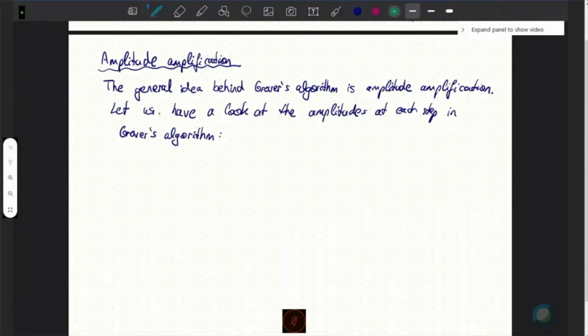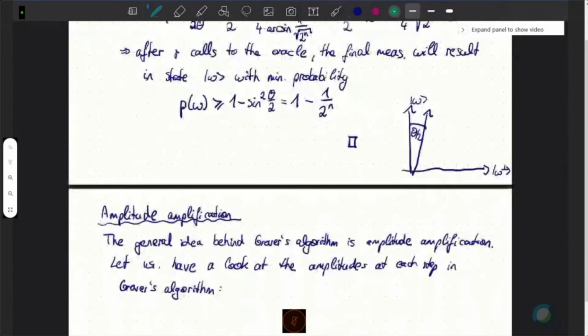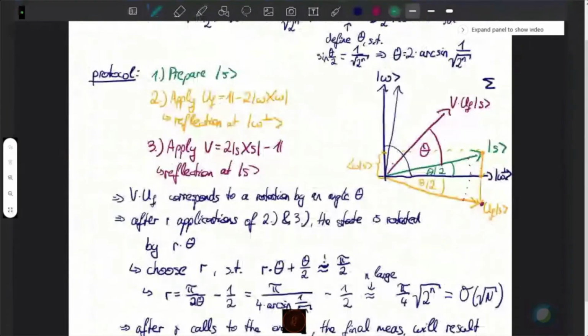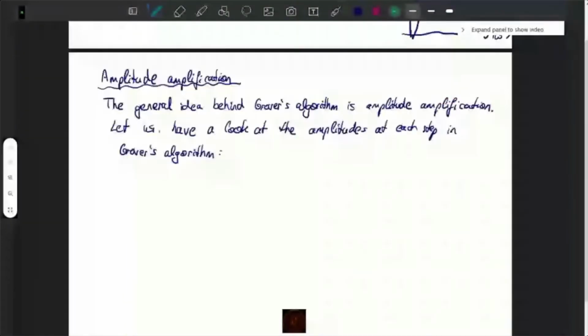So remember, we have the first step where we prepare the equal superposition. And then the second step where we apply our oracle, UF. And then the third step where we apply V. So the first step where we create the equal superposition state.